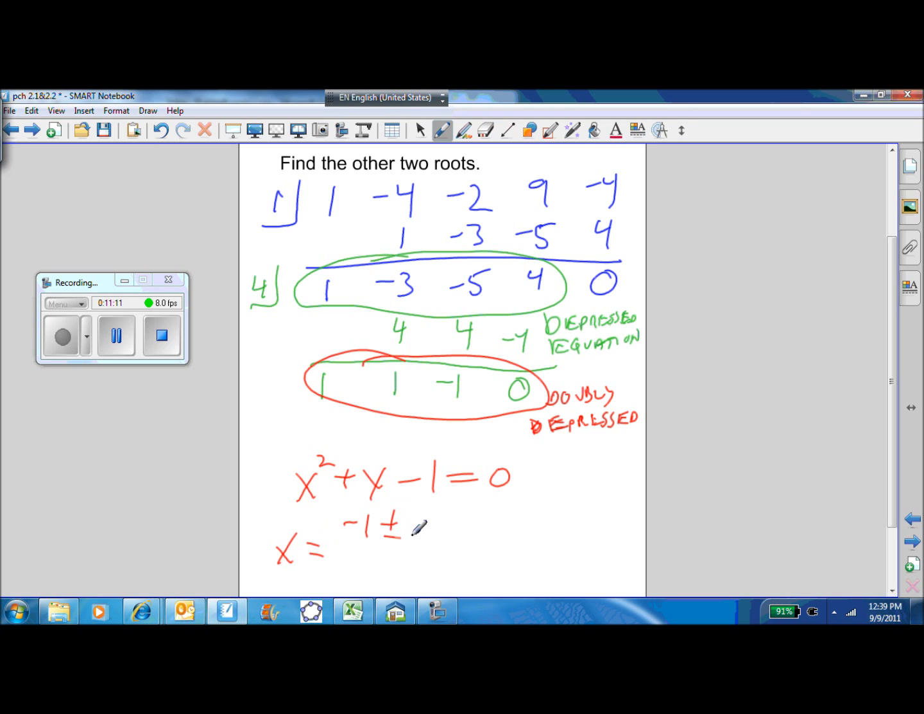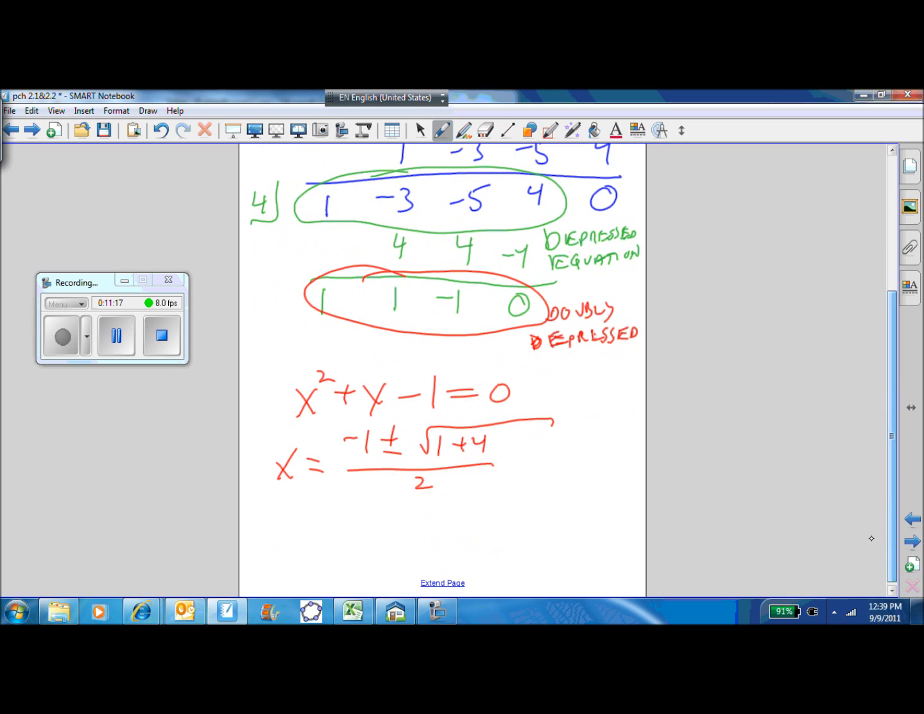Negative 1 plus or minus the square root of b squared, which is 1, minus 4ac, which is plus 4, over 2 times a. So we get our other two roots, negative 1 plus or minus the square root of 5 over 2. Here are your other two roots. Flange out.